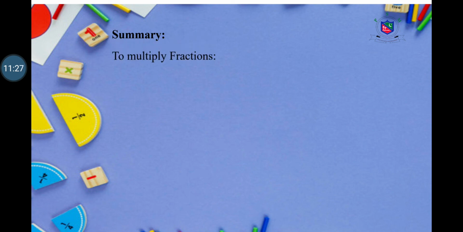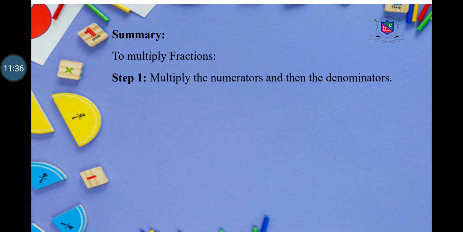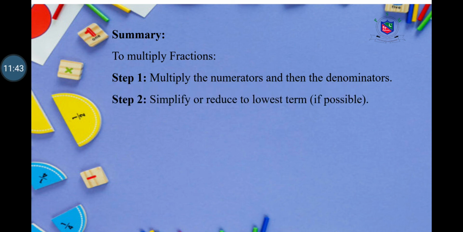Now, let's summarize our lesson. What did we learn today? So we learned that to multiply fractions, first of all, we have to multiply the numerators and then we have to multiply the denominators. And then we have to simplify or reduce to the lowest term if possible.